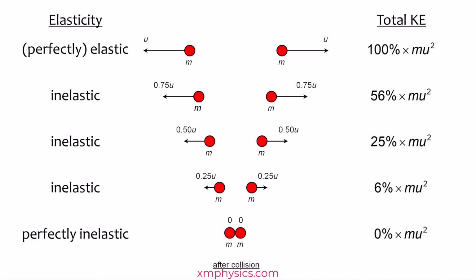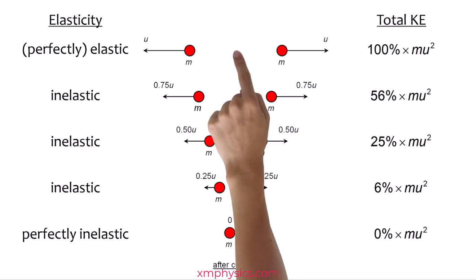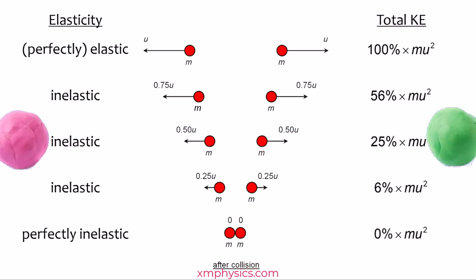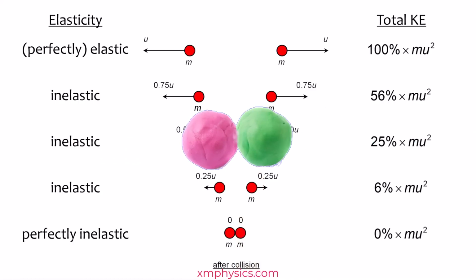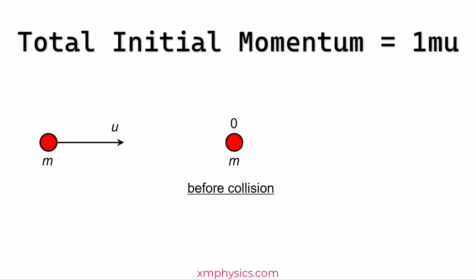Coming back to this, all these are possible outcomes that fulfill PCOM. Which is the actual outcome depends on the elasticity of the collision. If it's between two billiard balls, the outcome is more likely to be elastic. If it's between two plasticine balls, then the outcome is likely to be inelastic. Got it? Let's look at another example.